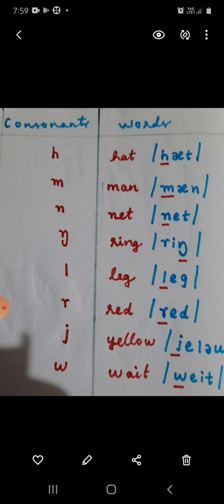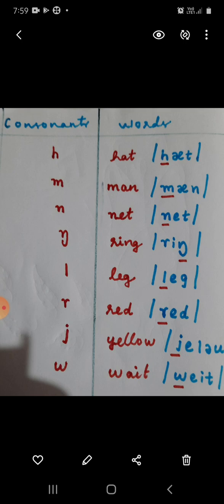Next three sounds are nasal sounds. Those sounds are known as nasal. Three sounds, that is m, n and ng sound. These three sounds we are pronouncing with the help of our nose. So it's known as nasal sounds. Clear? So the first nasal sound is m sound.